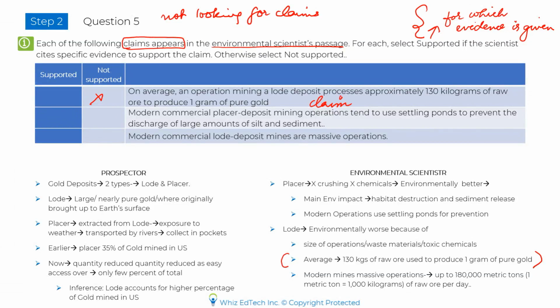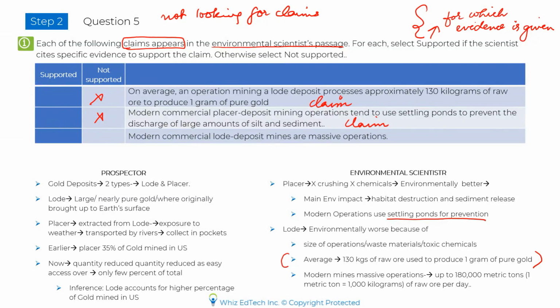Then if we look at modern commercial placer deposit mining operations tend to use settling ponds. Okay, so who is using the settling ponds? The placers are using the settling ponds to prevent the discharge. This is also a claim itself. It is not evidence supporting something else. So this is a claim, but no evidence is provided to us as such.